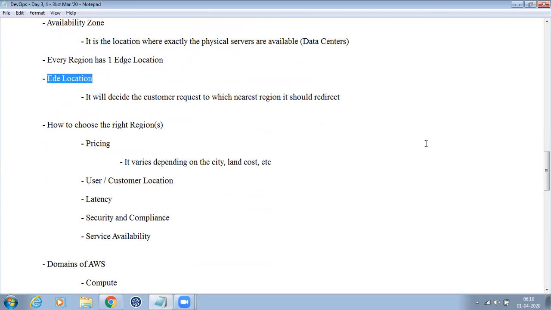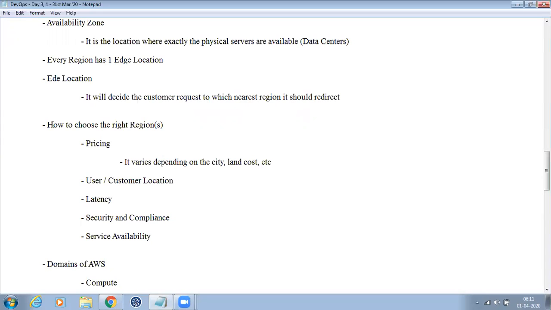The edge location is what serves the customer. As I showed in the diagram yesterday, if a person is trying to connect from Singapore or some other location to a server in India where the application is located for a given company, XYZ or some company name, the request will be directed to the edge location of the nearest region. From that edge location, it will be directed to the respective region, and to the availability zone where the application is hosted. That's where the edge location comes in.